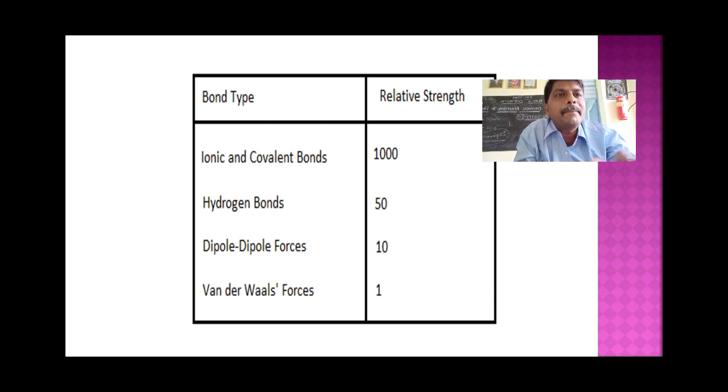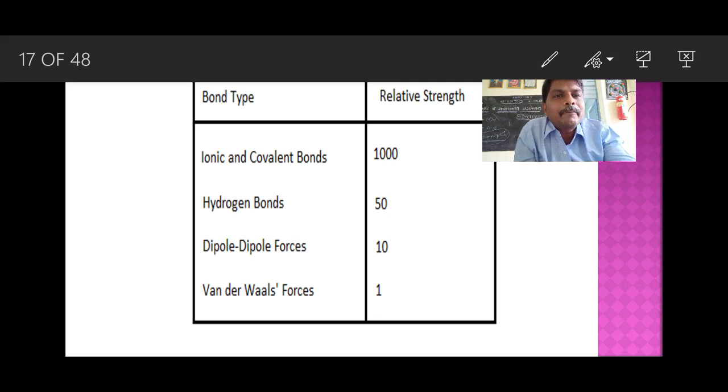It is the comparison. Ionic bond is 1000 times strength, more than other. Van der Waals force is 1. Dipole 10 times. Hydrogen bond 50 times. Ionic bond or covalent bond is 1000 times. So relatively, which is the weak force? Van der Waals force or London force is the weak force.